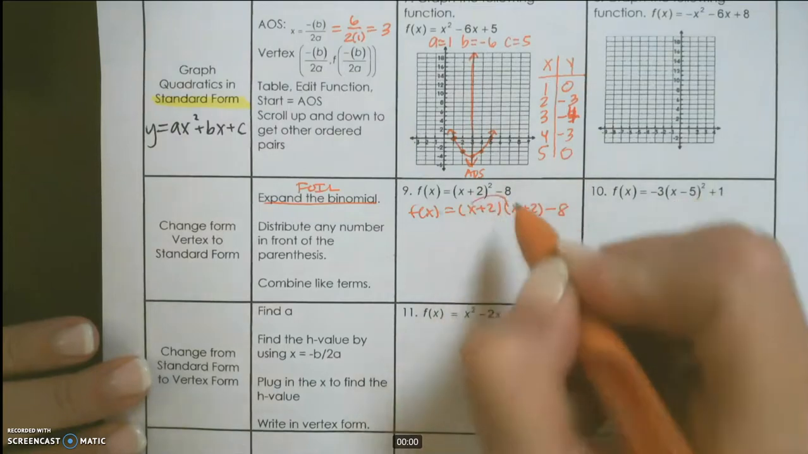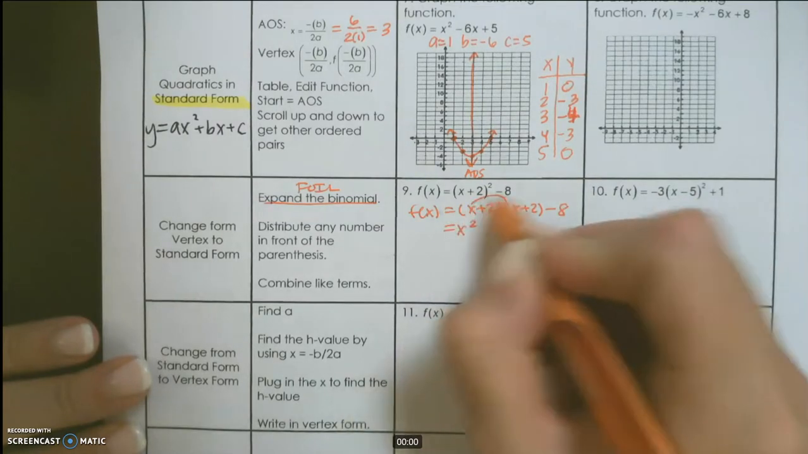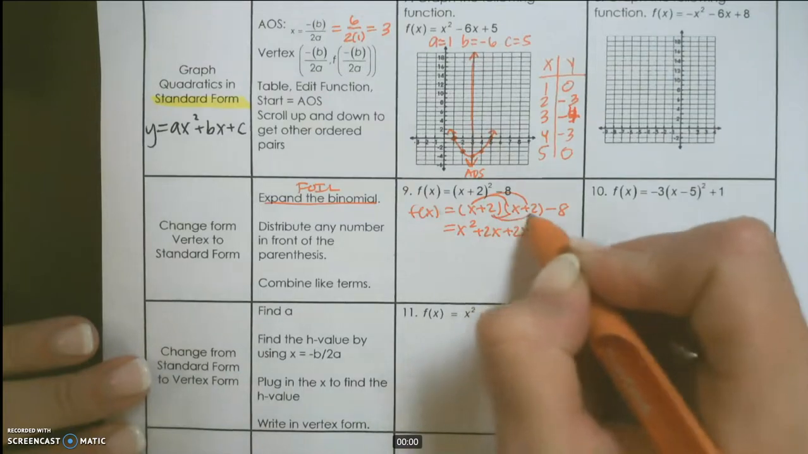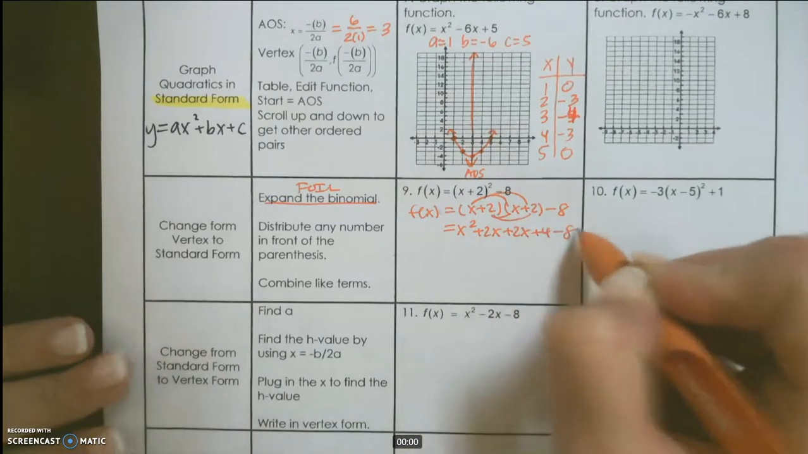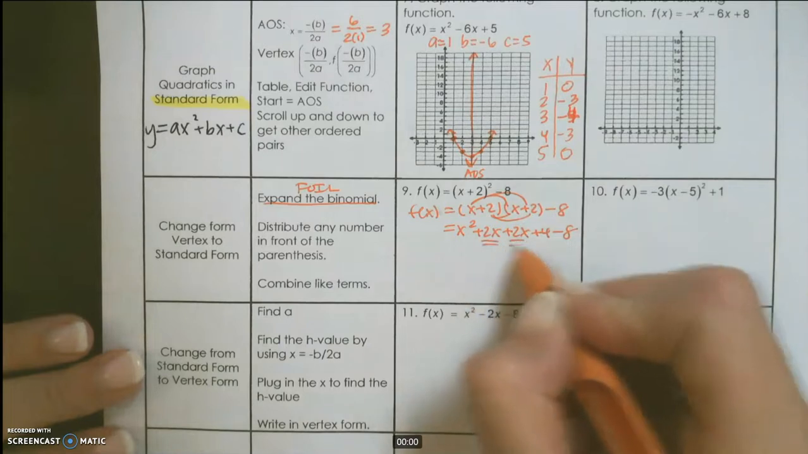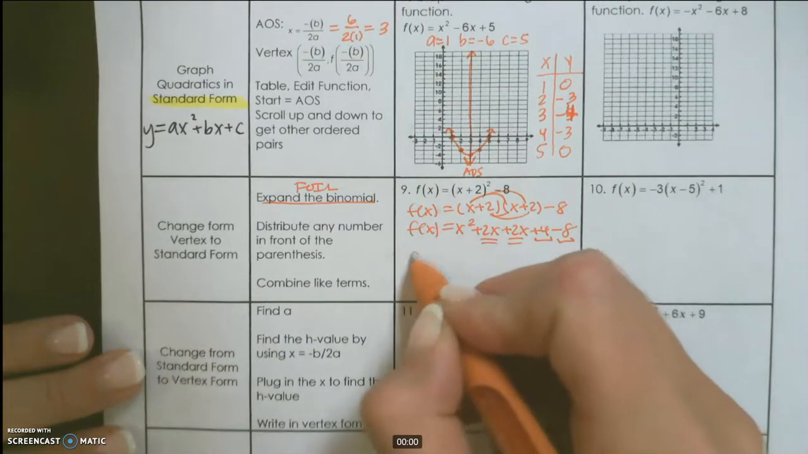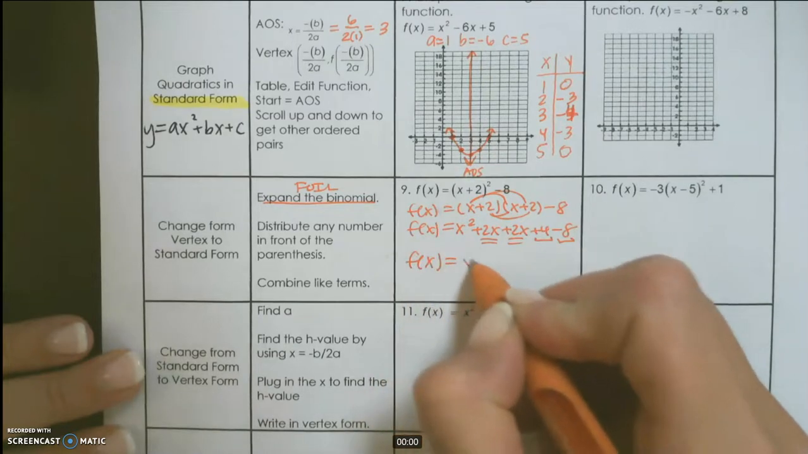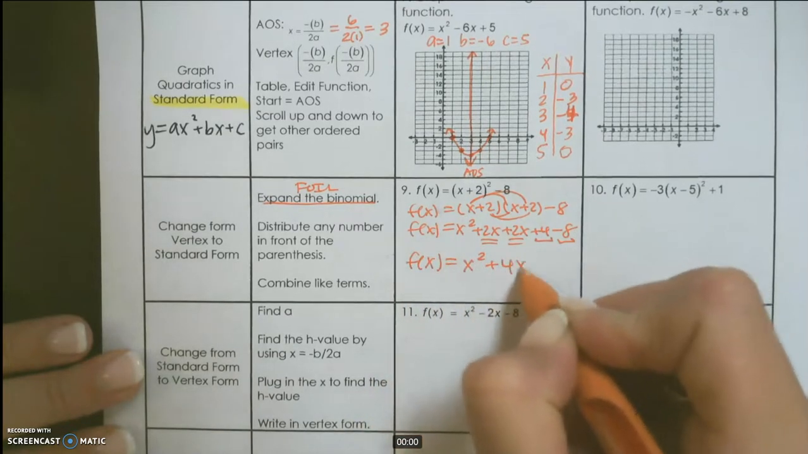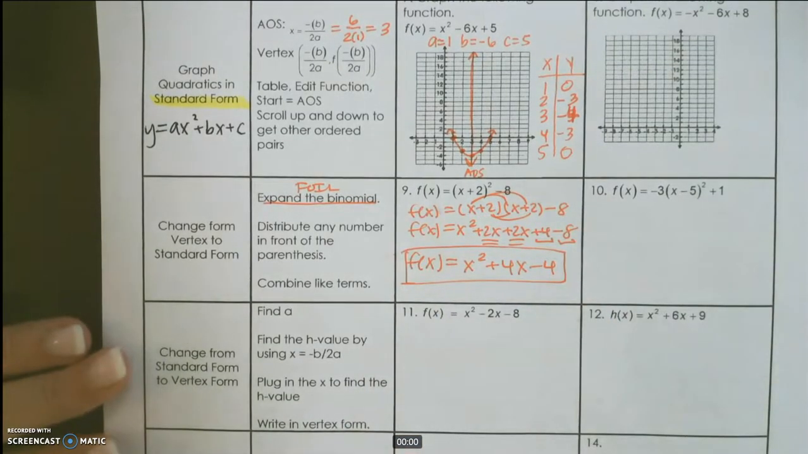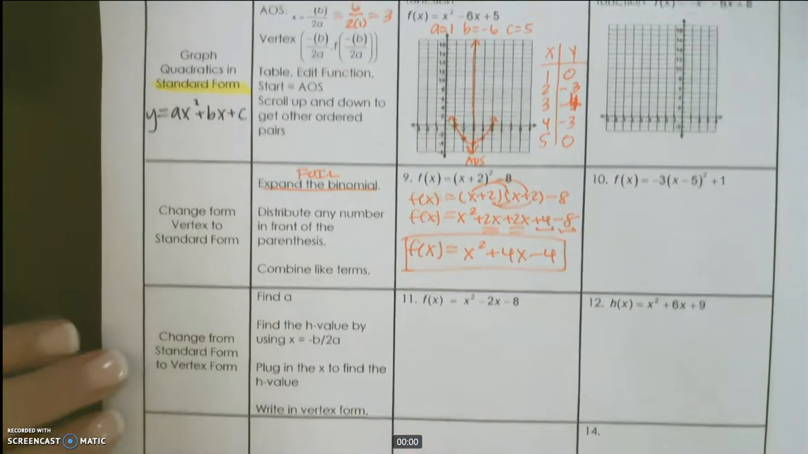Now let's FOIL. X squared plus 2x plus 2x plus 4. Now we can combine like terms. So my final answer, f of x is equal to x squared plus 4x minus 4. All right, try the next one on your own.